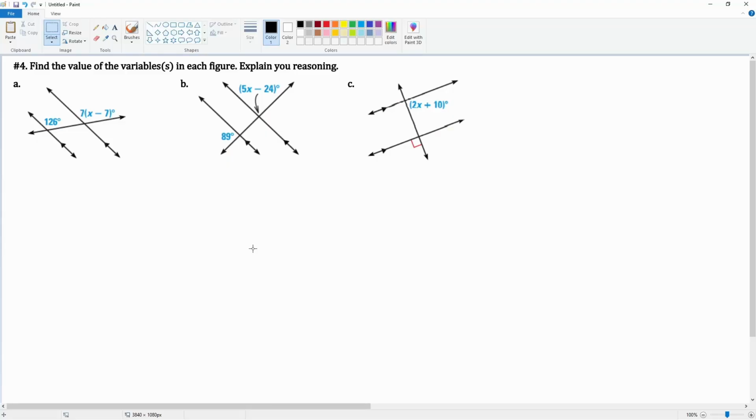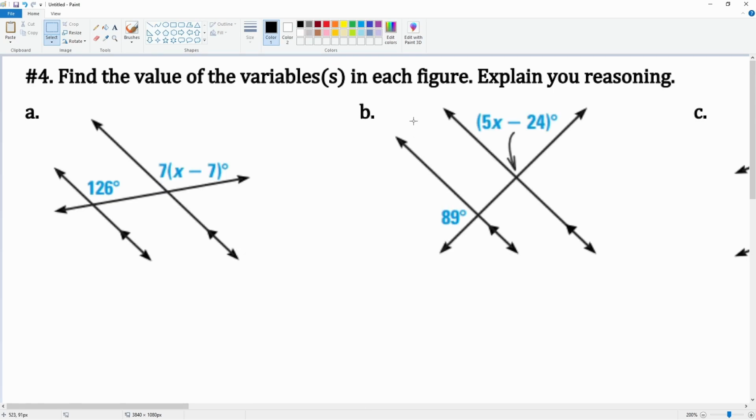Section 3, number 4, you're going to find the value of the variables in each of the figures, and make sure you explain your reasoning on how you're setting up that equation. The two angles that we have here are the 126 here and the 7(x - 7) here. Notice they're both at the same spot.